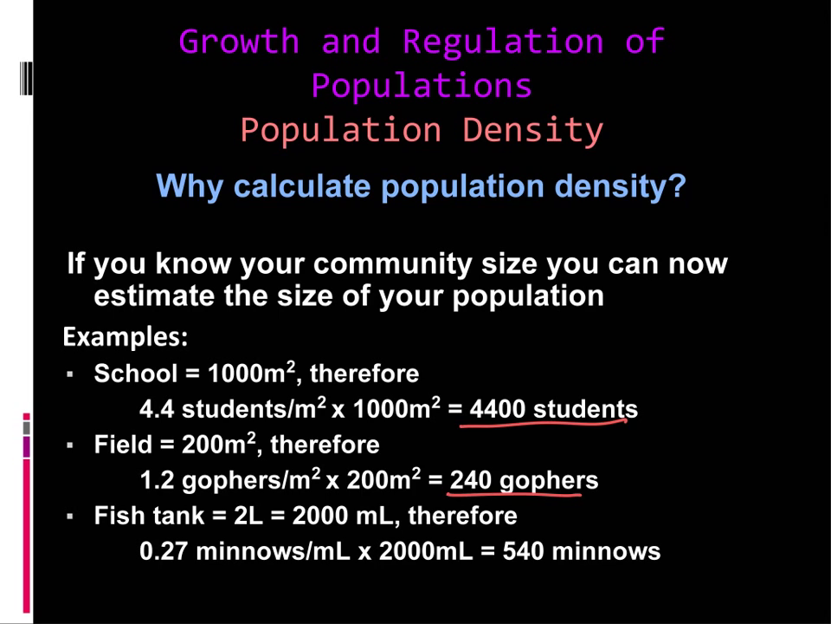In our fish tank, if we have 2,000 milliliters, or maybe you're given 2 liters, but again, remember, we were calculating before in the previous example with milliliters, so we have to bring it back to the same units. We take what we found for density, times our area, and we would get 540 minnows. So this is just another example of how you can manipulate that formula and work your way forward. If you know specifically what you have within an area, you can make it bigger and guesstimate what you have for an even bigger zone.